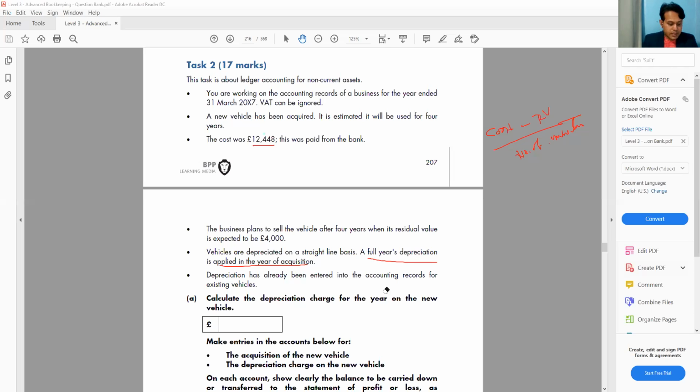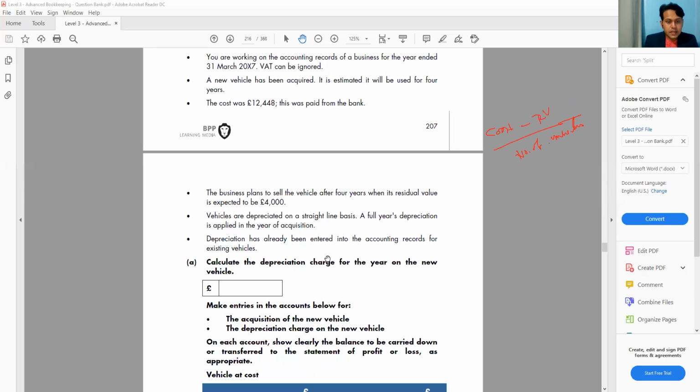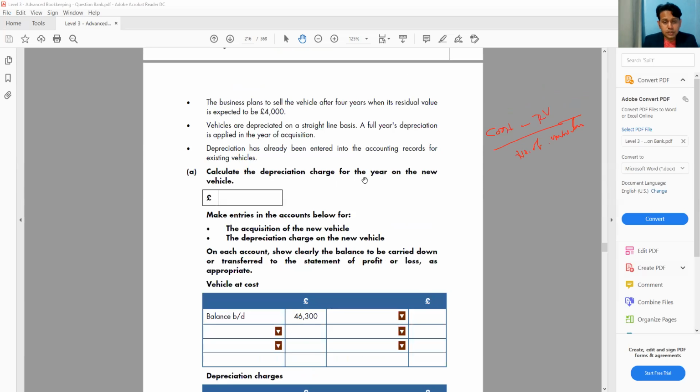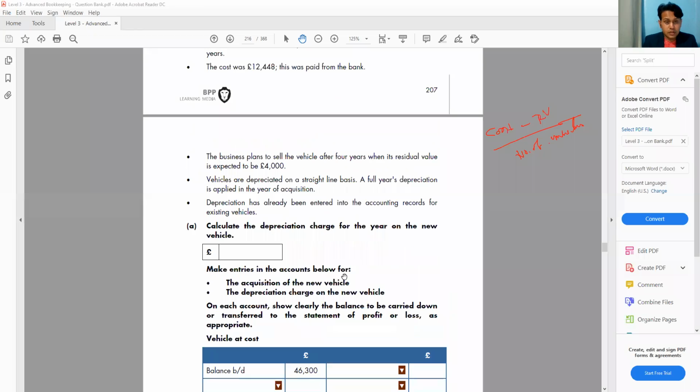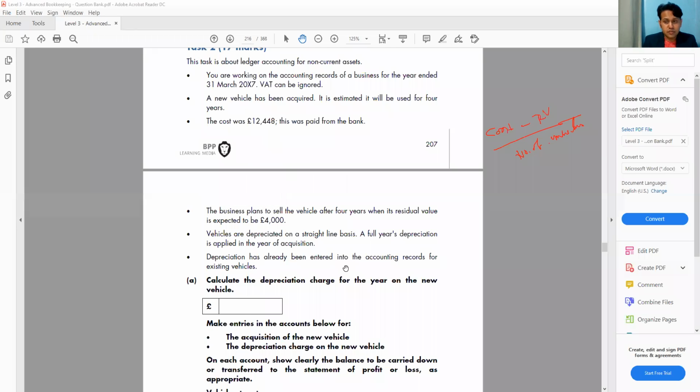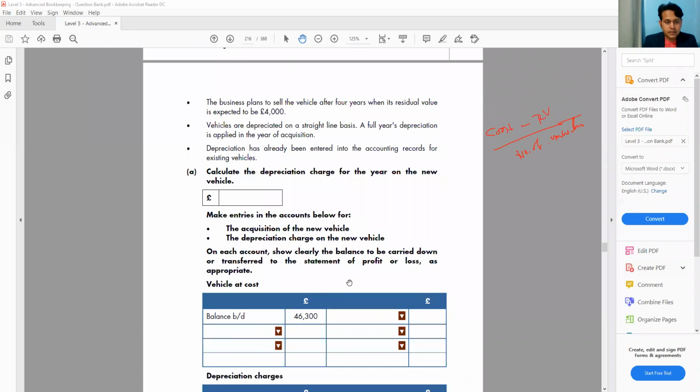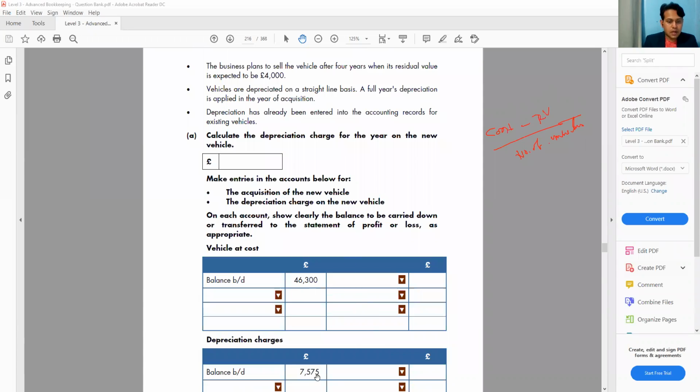The first one they're asking here is to calculate the depreciation charge for the year on the new vehicle. So the new vehicle cost was 12,448 and the residual value 4,000. And how much will be the depreciation? I think that's really straightforward.